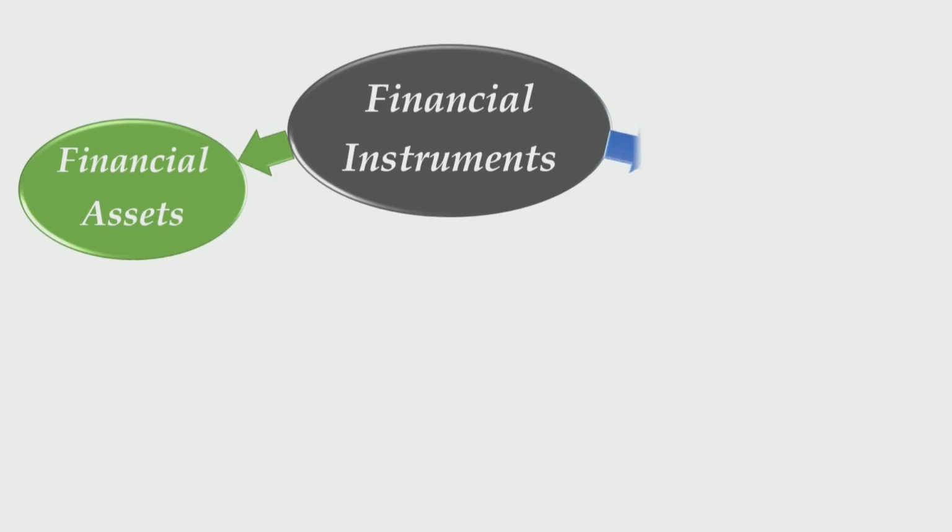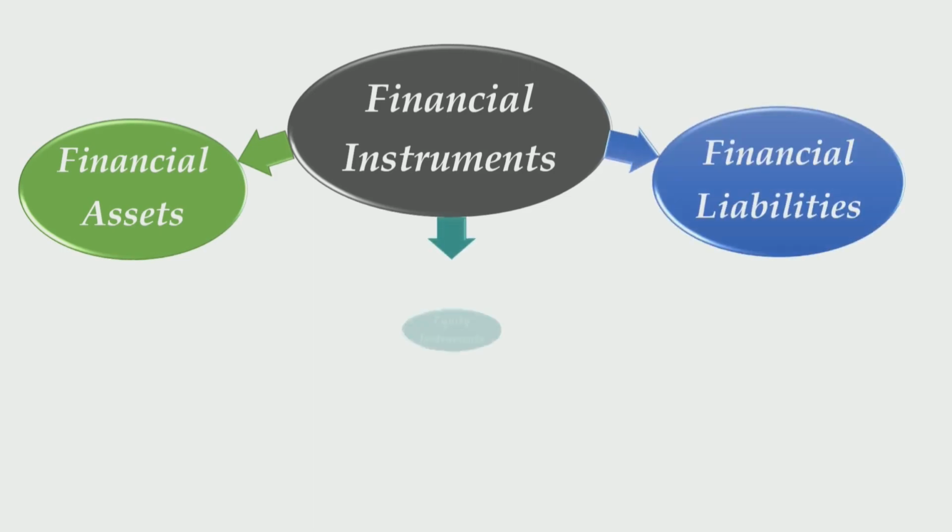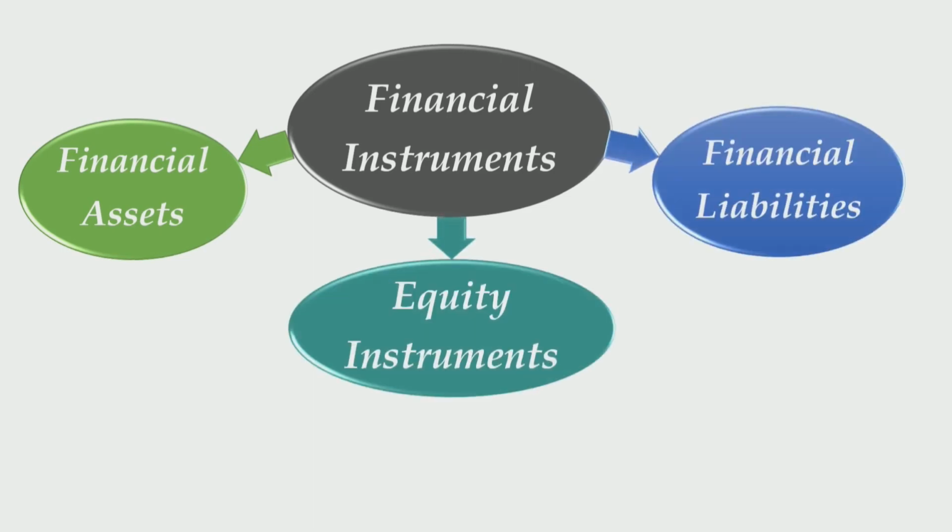Moving forward, this thing I would want you to write in your notebooks. Financial instruments as the main heading comprising of three segments: financial assets, financial liabilities and equity instrument. Just write this exactly in this way. Write it quickly and then I take you ahead. Alright, I am sure you have completed writing these headings.